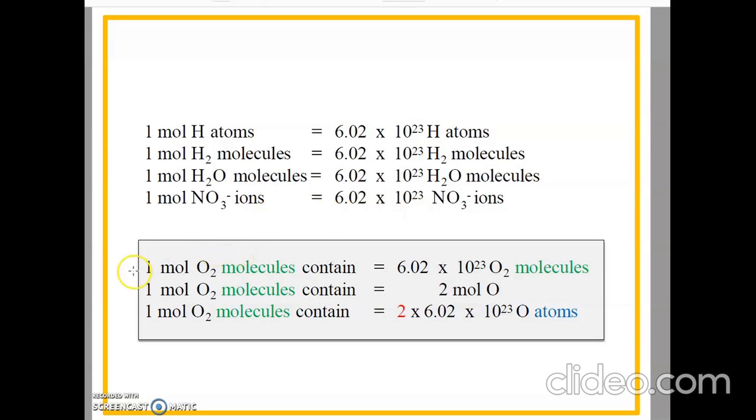Okay, so kalau dalam 1 mole of oxygen molecules ada 6.02 times 10 to the power of 23 molecules. Tapi dalam 1 mole oxygen molecule ni kita ada 2 mole of oxygen atoms. So 1 mole oxygen molecule akan contain 2 times 6.02 times 10 to the power 23 oxygen atoms.